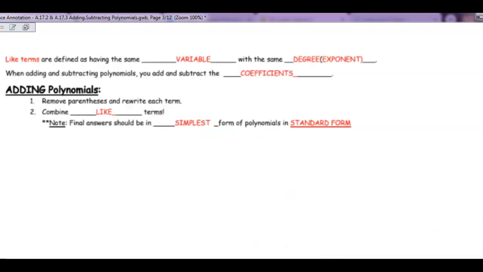All right, let's take a look at the next part. It says like terms are defined as having the same variable with the same degree or exponent. When adding or subtracting polynomials, you add and subtract the coefficients. Remember, those are the numbers in front of the variables. When we're adding polynomials, we remove the parentheses and rewrite each term. Combine the like terms, and then the final answer should be in simplest form. And with polynomials, we really want them in standard form. Remember, in standard form, they go in decreasing degree.